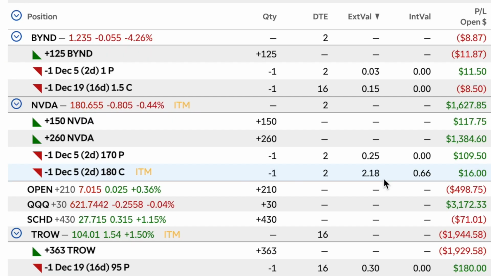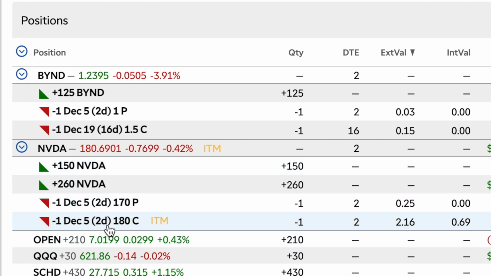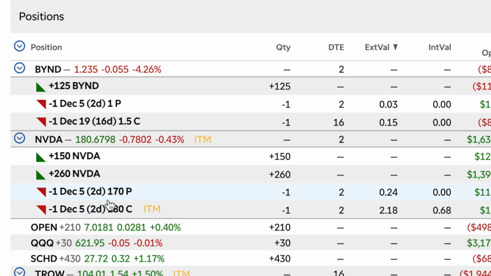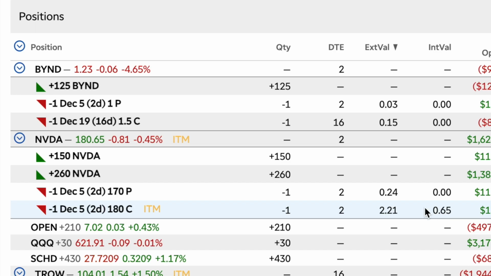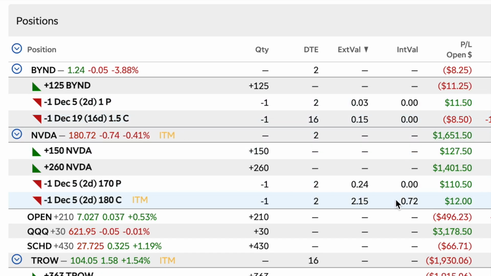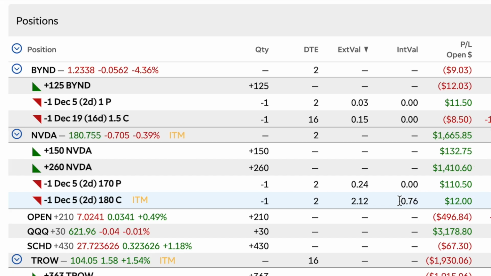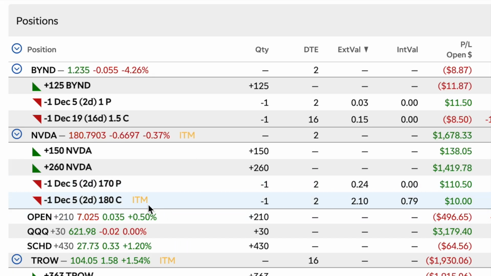But I do know that if we take the do-nothing approach, by December 5th, 2 days from now, if this contract stays in the money, the combination of the intrinsic and extrinsic value and the share price will all equal out, and the shares would be called away at $180. But I don't really need to see the intrinsic value of the contract in order to make my decisions. Knowing whether or not it's in the money is pretty much all I need to know.